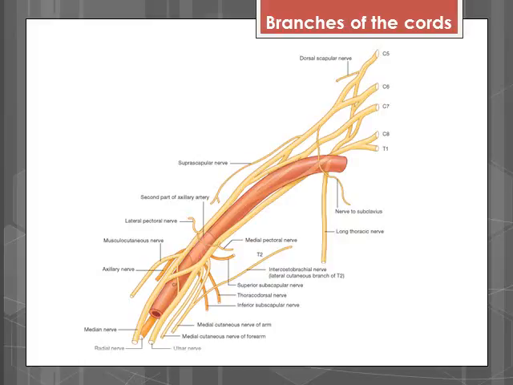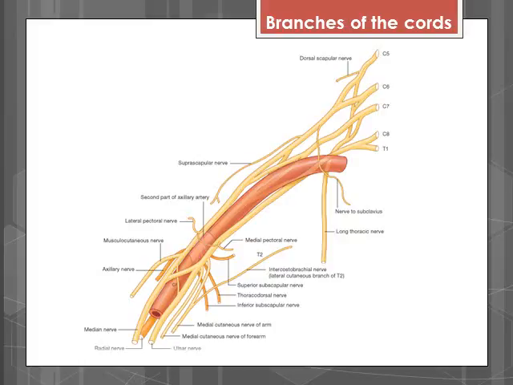The branches of the cords include three branches that arise from the lateral cord: the lateral pectoral nerve, lateral root of the median nerve, and musculocutaneous nerve. Five branches arise from the medial cord: medial pectoral nerve, medial cutaneous nerve of the arm, medial cutaneous nerve of the forearm, medial root of median nerve, and the ulnar nerve.